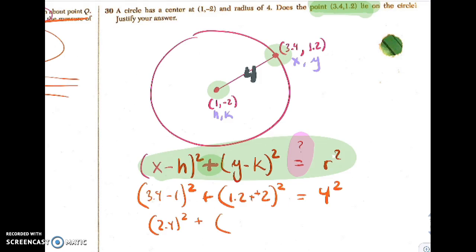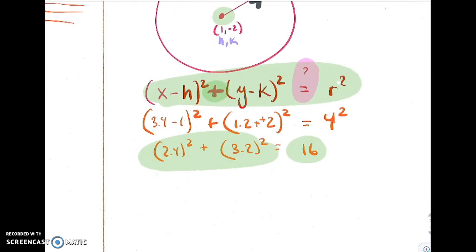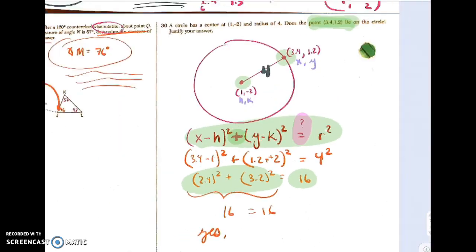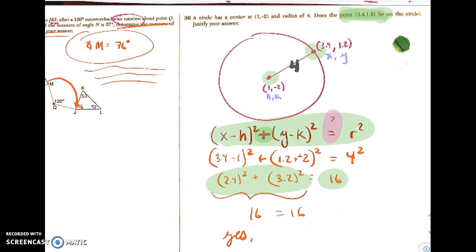1.2, leave at opposite, is 3.2 squared. So does this equal 16? Type this into your calculator. It is 16. So since 16 does equal 16, yes, that point is on the circle, because when you plug it in to the circle equation, both sides are equal. Now justify means show your work. So as long as you have the word yes and all that work, you're fine. You don't have to explain it with words if it says justify.